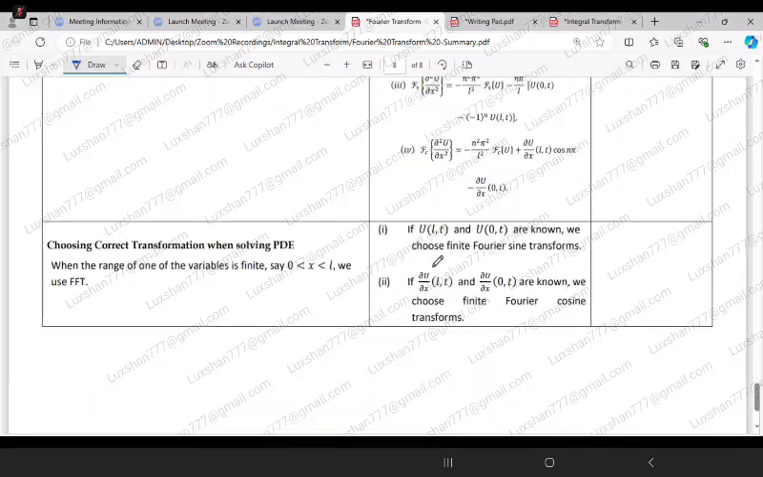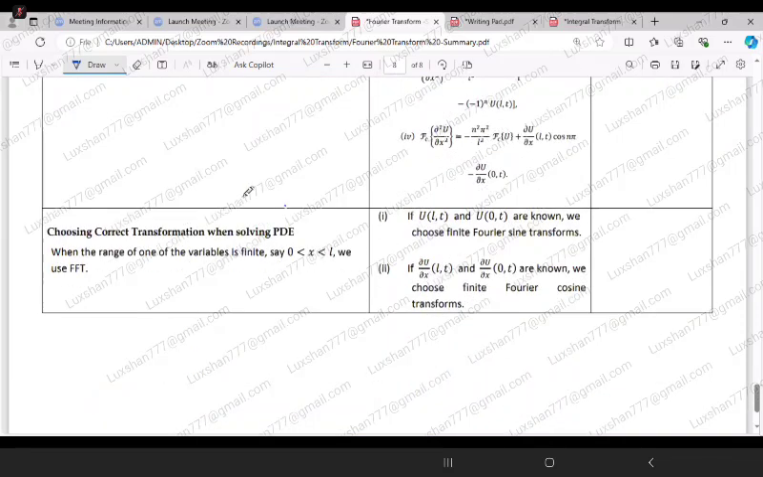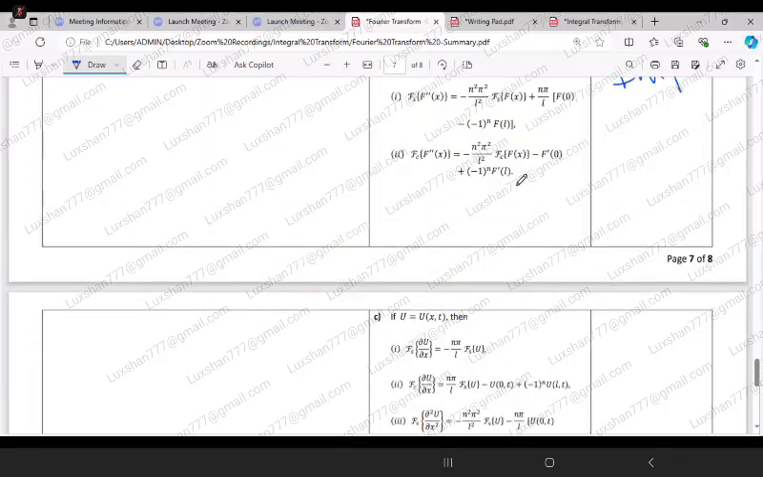Now, finally, solving partial differential equations. If you know U(L,T) and U(0,T), then you go for the finite Fourier sine transform. If you know the derivatives U_x(L,T) and U_x(0,T), then you go for the cosine transform. So this is the summary. If you understand this overall thing, then the Fourier transform is very simple.